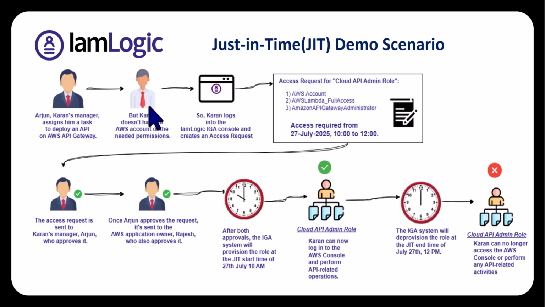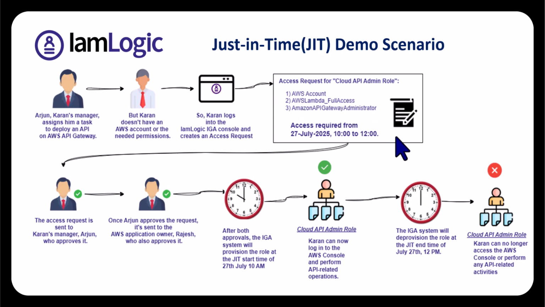We have an employee named Karan. His manager Arjun assigns him a task to deploy some APIs in AWS using API Gateway. But Karan does not have the necessary AWS access. So he logs into the IamLogic IGA console and creates an access request. This request is a way for users to ask for access to certain applications or permissions. In this case, Karan requests a role called Cloud API Admin. This role includes everything he requires, like access to an AWS account, API Gateway Administrator, and Lambda full access policies.